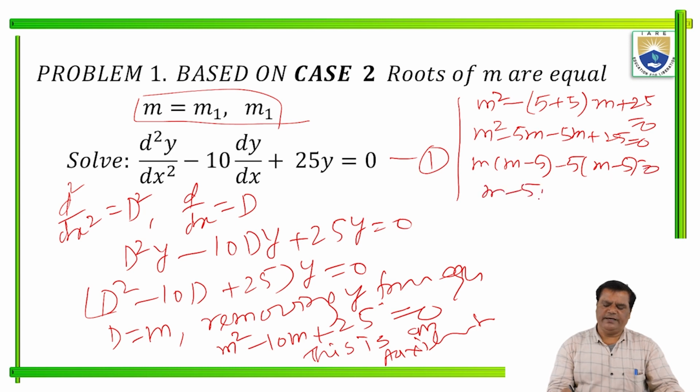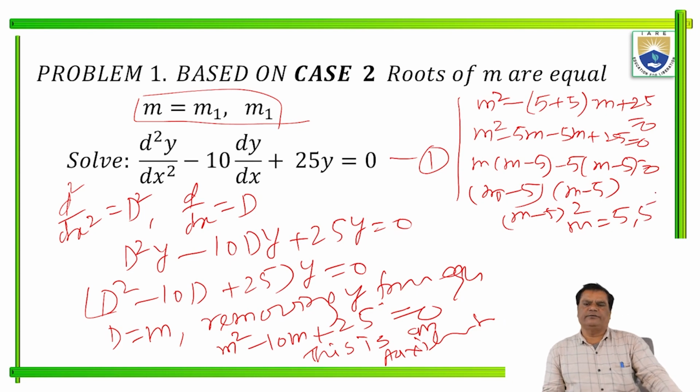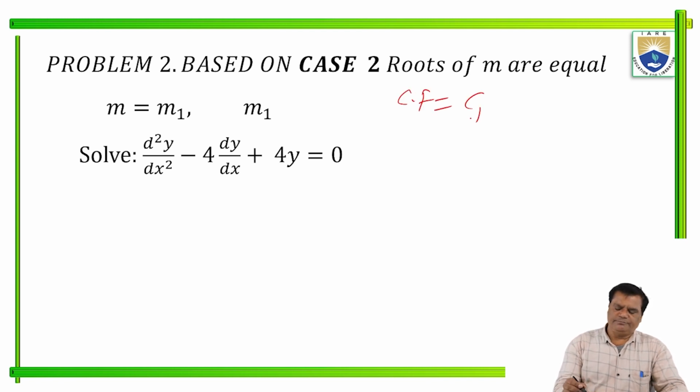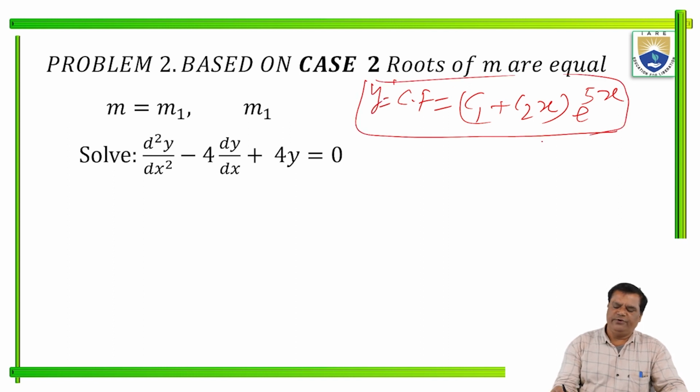So (m − 5) and (m − 5) here. Okay, so this is (m − 5) whole square, so m equals 5 and 5. Equal roots are there. So I am writing the formula here. The formula is y = (C1 + C2 x) e^(5x). This is the solution of equation 1.